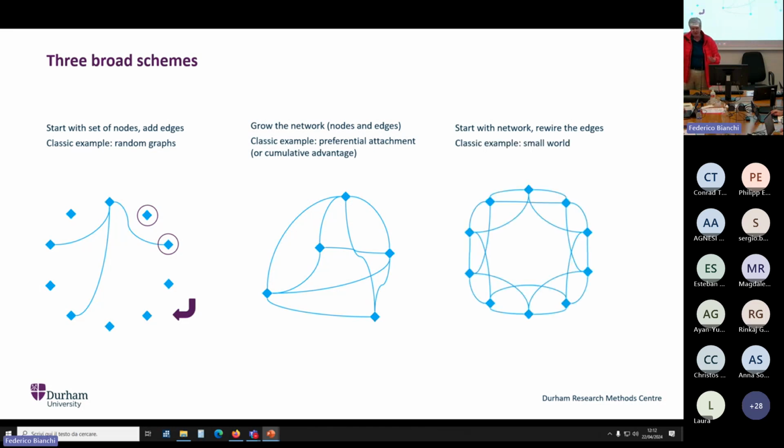And the third, also a classic example, is Watts–Strogatz. You start with some sort of network and you rewire it in some way. In this case, you go around each edge and decide whether to rewire it to a random node. So those are the three starting points.